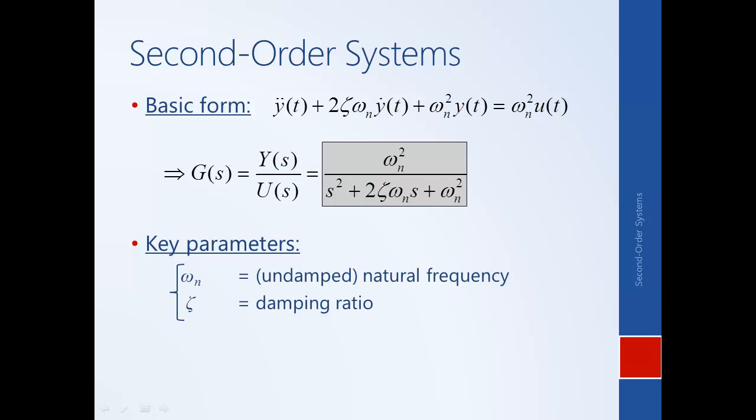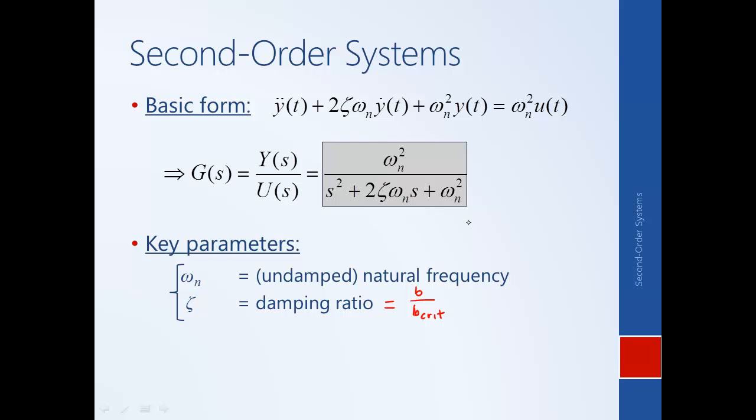Here we have omega n, which is the undamped natural frequency of the system. So this is the frequency that the system would oscillate with if it didn't have any damping. And zeta is called the damping ratio. Another way to think of this is that it's the ratio between the actual damping in the system and the amount of damping needed to damp out all oscillation. These will become more clear momentarily.